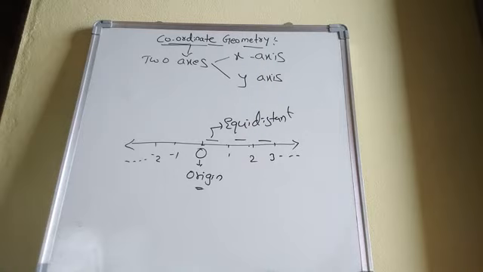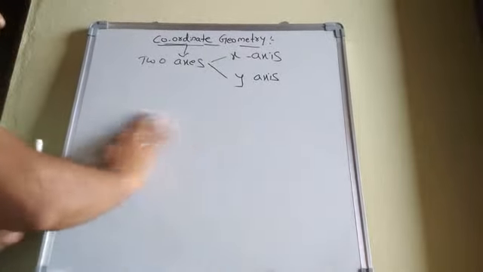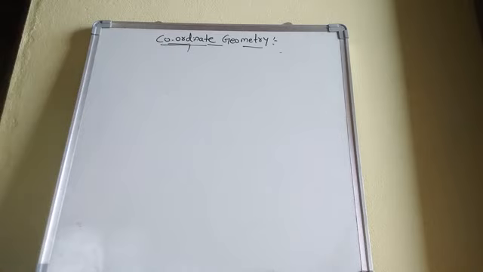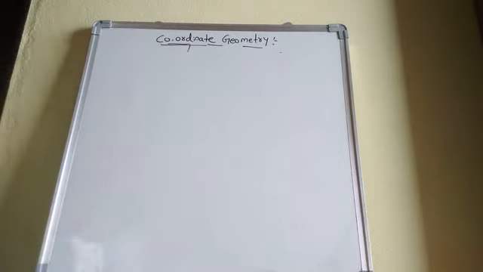Okay students? Yes, now this explains a number line. What does this number line consist of? Only a single line. Now in our chapter, coordinate geometry, what do we learn? We learn how to represent a point in a plane. What does this plane consist of? Two axes. We will learn this concept of two axes afterwards. First of all, we will learn how to plot a given point on a plane.